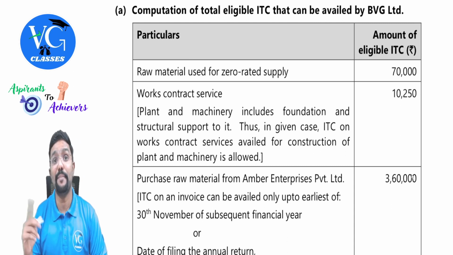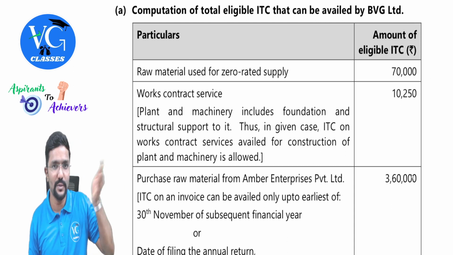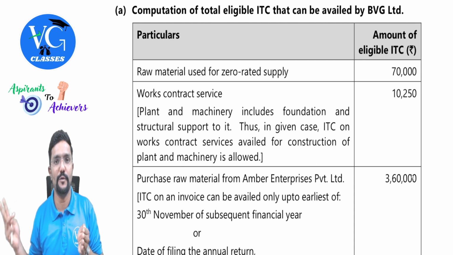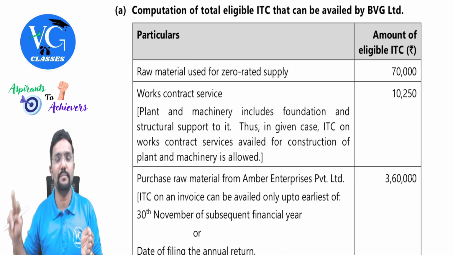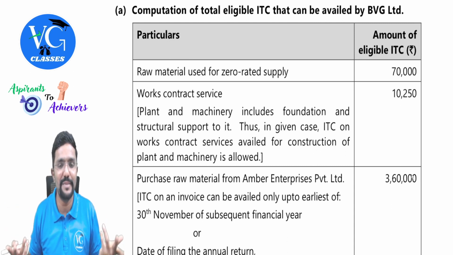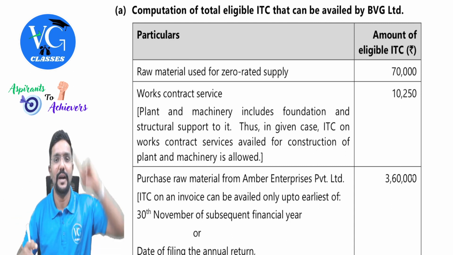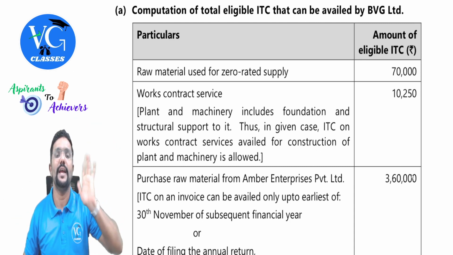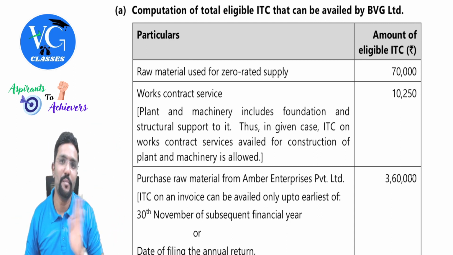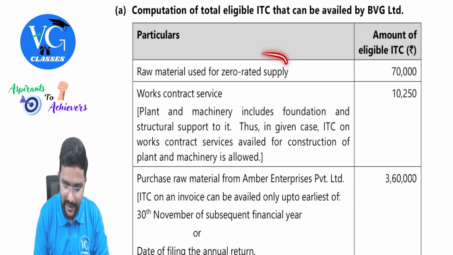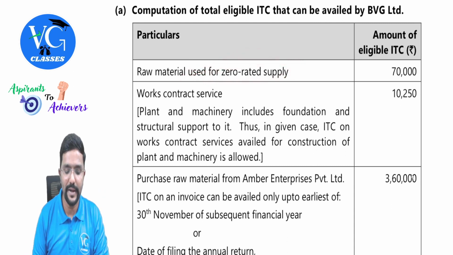But it can be partly. For example, assume I am purchasing one input to produce two outputs. One might be zero rated, one might be exempt. But in the question, they didn't mention anything like that. They mentioned both. At the beginning, zero rated, later, exempt. It cannot be both, guys. Yes. So they have considered zero rated and accordingly allowed.